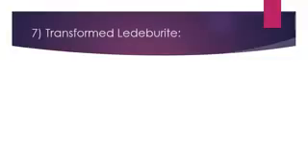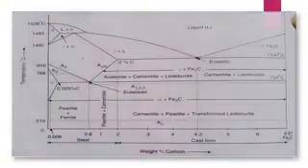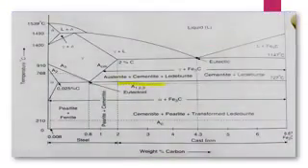So the next phase is the transformed Ledeburite. It consists of perlite and cementite. So transformed Ledeburite is a mixture of perlite and cementite. Perlite is alpha ferrite plus cementite, and cementite is, as you all know, Fe3C. So this is the region of transformed Ledeburite.